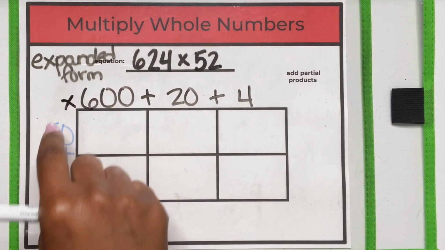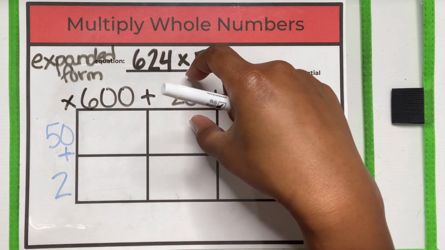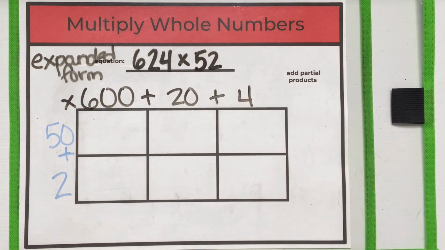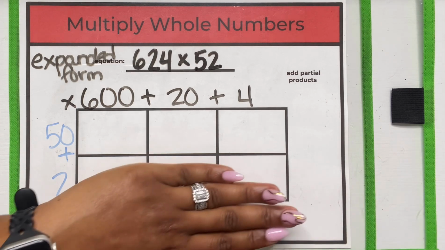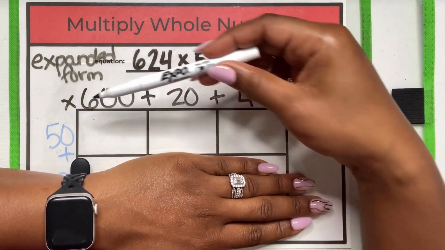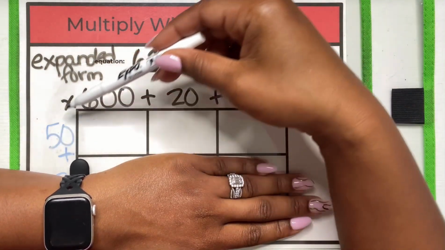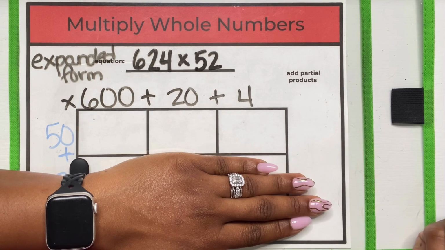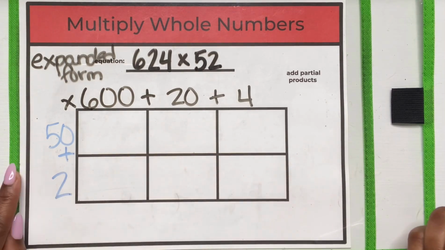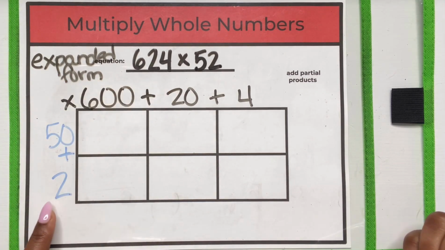Let's take this first row, this 50, and multiply it by 600, 20, and 4. So imagine that you do not see this bottom part here, and you only see 50. I just want to say 50 times 600, 50 times 20, 50 times 4. Then you're going to do the exact same thing with the second row: 2 times 600, 2 times 20, 2 times 4. Okay, let's do that.